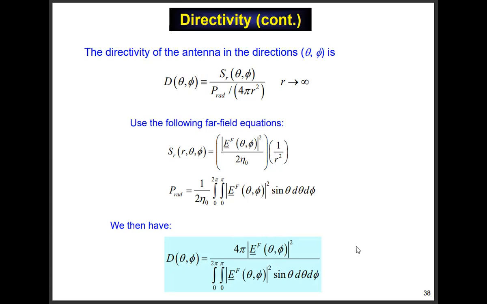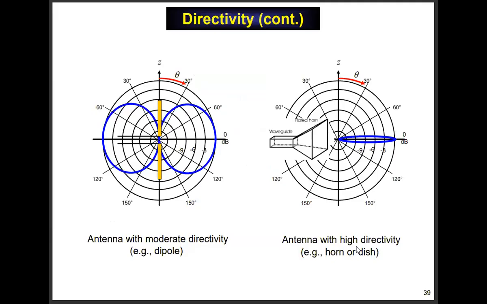All right. So here's some pictures just to get the point across. So here's an antenna with a so-called moderate directivity, which could be our good old vertical dipole. Now remember, a resonant dipole is half a wavelength long, remember?